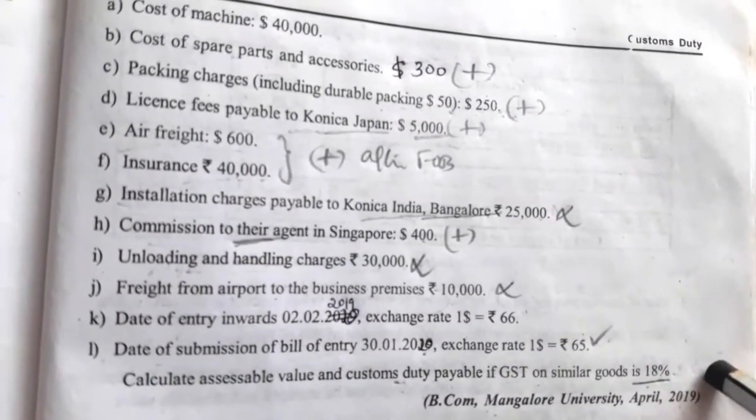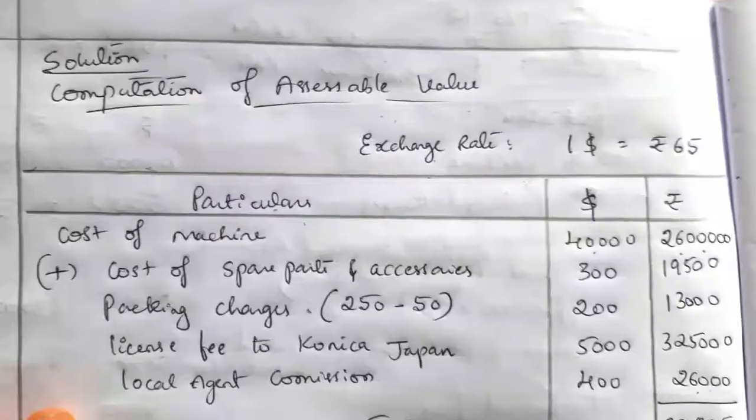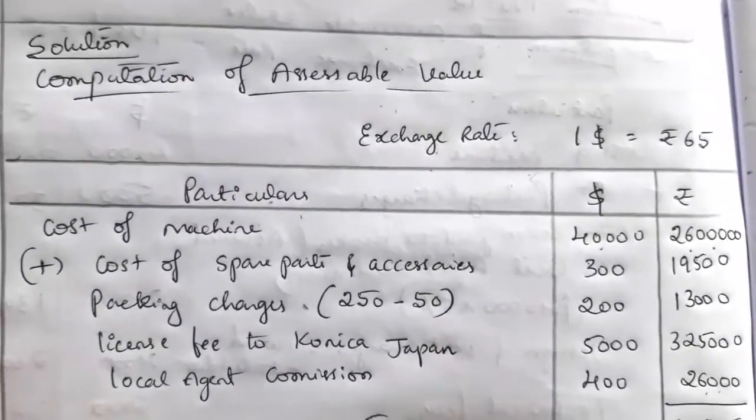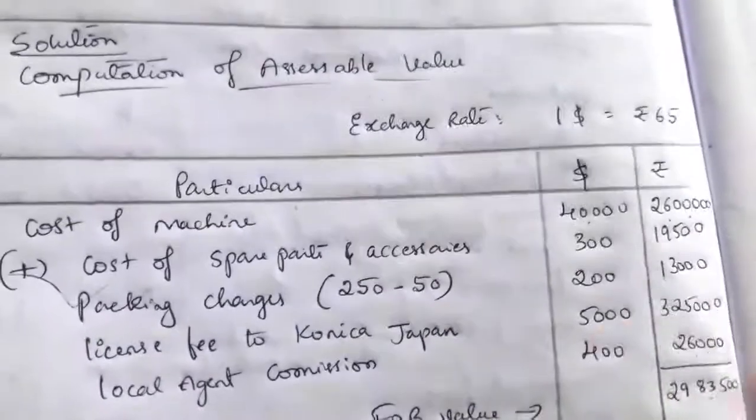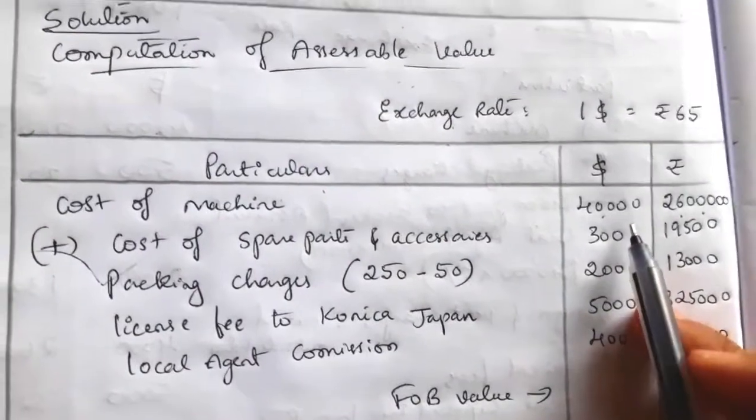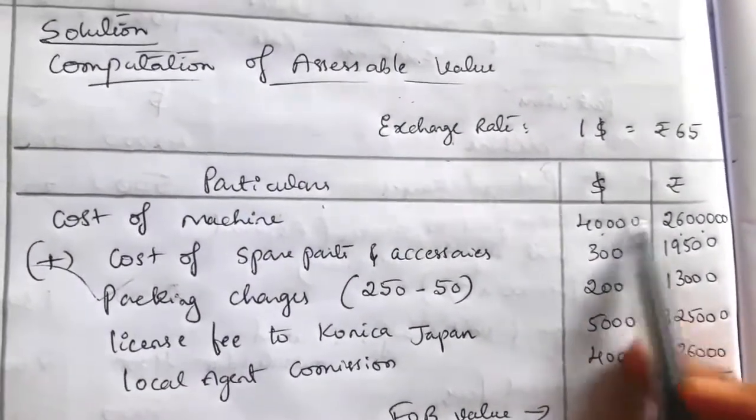Okay, so now we have to work out this illustration. Now write the heading solution. Computation of assessable value, exchange rate $1 equal to 65 you have to take. So now with the help of the illustration we have to take one by one. The first one is cost of machine. They have given $40,000 as a cost of machine. So we have to convert 40,000 into 65, which is equal to 26 lakh.